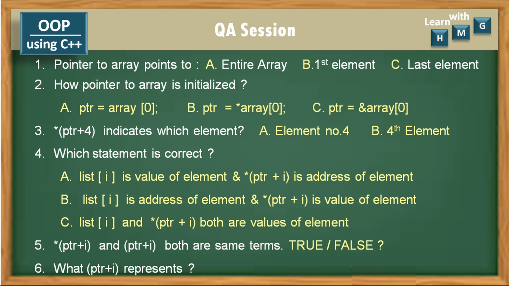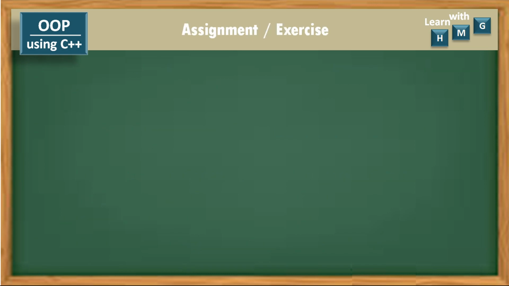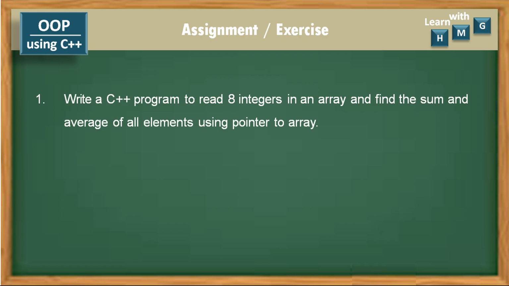So if you are able to answer these questions, then it will be proved that you have understood the pointer to array. So let us have an exercise or assignment for you. In the first program you have to write a C++ program to read 8 integers in an array and find the sum and average of all elements using pointer to array.